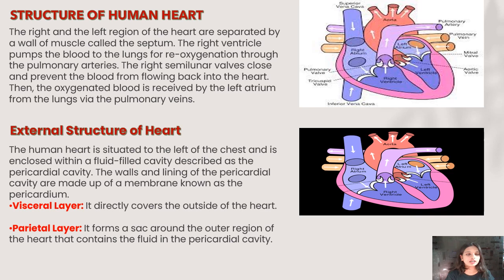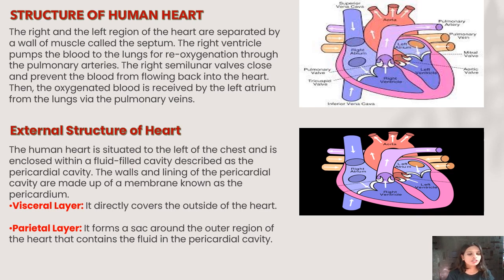Structure of the human heart. The right and the left regions of the heart are separated by a wall of muscle called the septum. The right ventricle pumps the blood to the lungs for reoxygenation through the pulmonary arteries. The right semilunar valves close and prevent the blood from flowing back into the heart. Then the oxygenated blood is received by the left atrium from the lungs via the pulmonary veins.